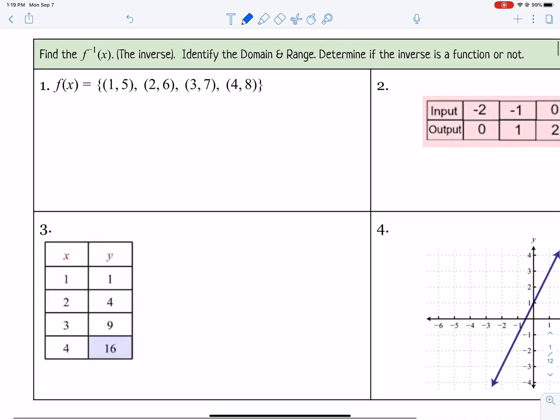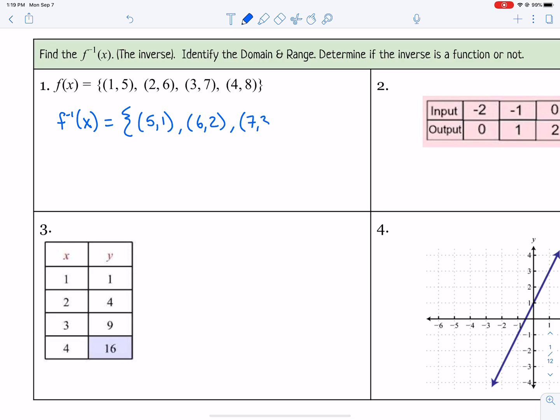All right, so let's just look at a few examples of finding the inverse. If f of x is this list of points, to find the inverse, we label it with a little -1 to indicate that this is the inverse of f of x. And all we need to do is switch the x and the y with each point. So it was 1, 5, I'm going to make it 5, 1. It was 2, 6, so I'm going to make it 6, 2, 7, 3, and 8, 4. So that's all we have to do for a list of points.